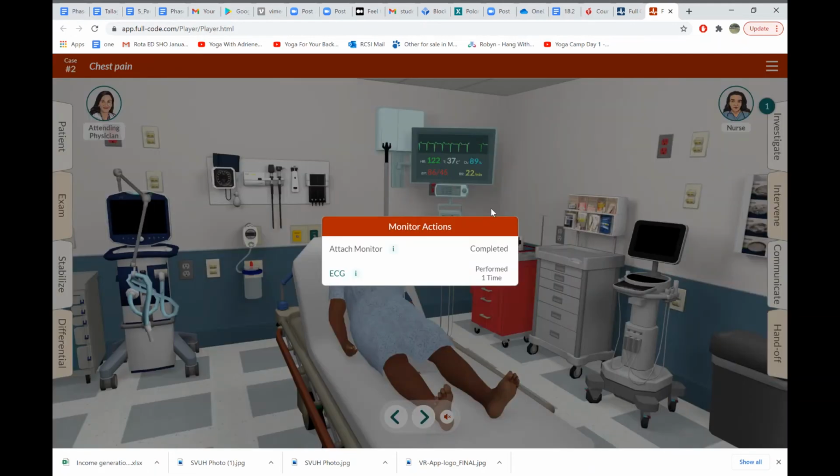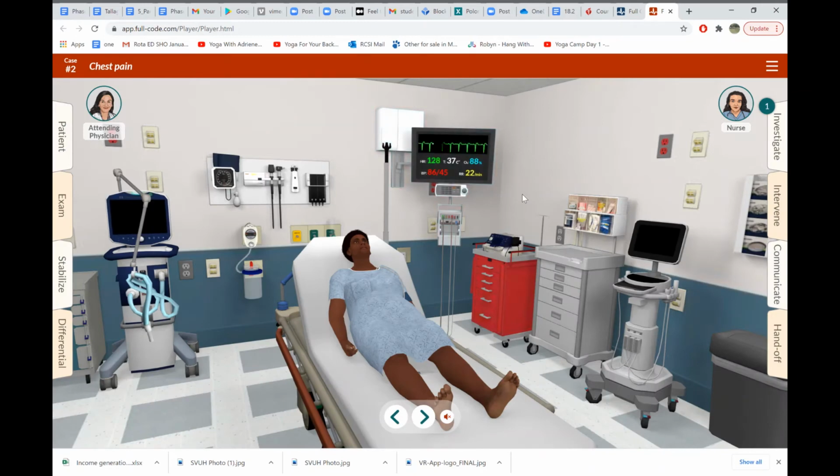So the ECG doesn't reflect the heart rate on the monitor, which I think is a minor flaw, and something that could be improved on. I think it's difficult to always have them matching, but at least the first ECG is likely to be done pretty soon in the case, and why not make it match the heart rate of the monitor. A minor point. We'll see what else we can click on.